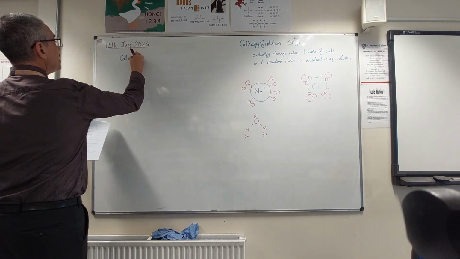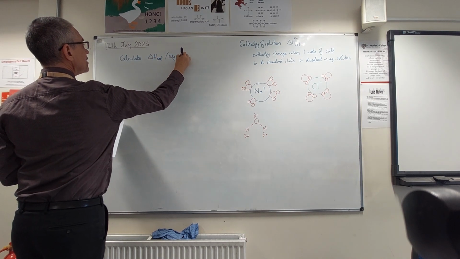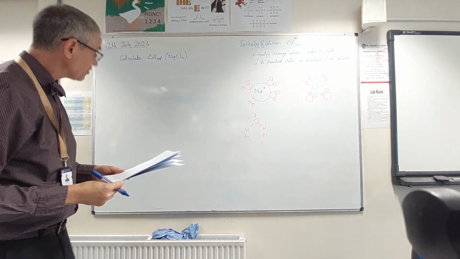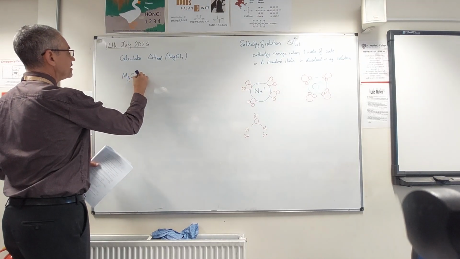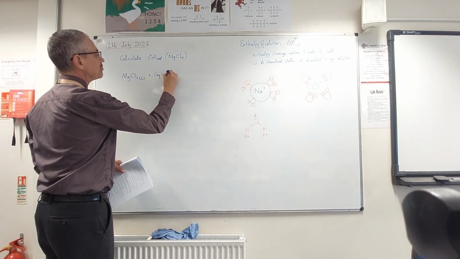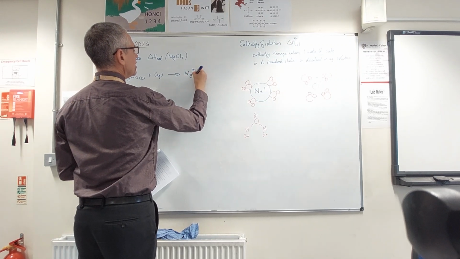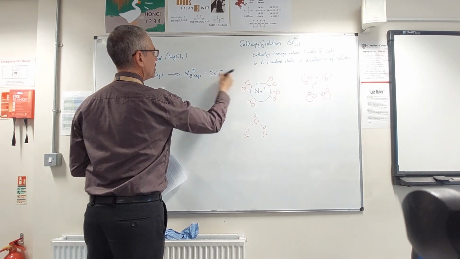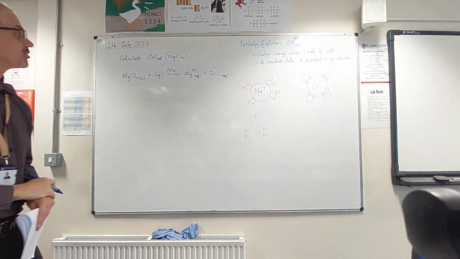Calculate the enthalpy of solution for magnesium chloride. We've got some data there. So let's get our Hess diagram done. So we start off with the solid compound on the left, and we dissolve that by adding it to aqueous to make aqueous ions. Okay, that's our enthalpy of solution right there. That's the thing we're trying to work out.